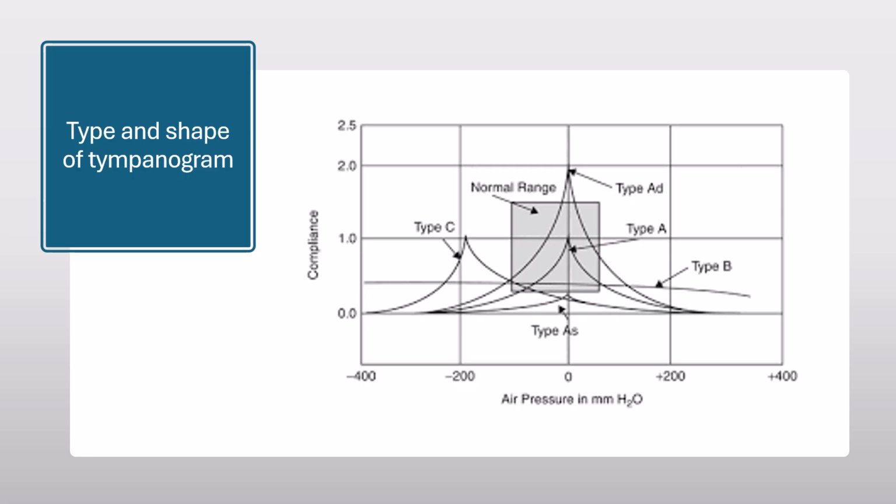Then type B is a flat line, seen in otitis media with effusion or perforation. Then type C is negative pressure, seen in ET dysfunction always. To summarize: type AS is deep compliance, the type AD curve indicates a floppy TM, type B is flat because of the otitis media effusion, and type C is because of the negative pressure, that is ET dysfunction.